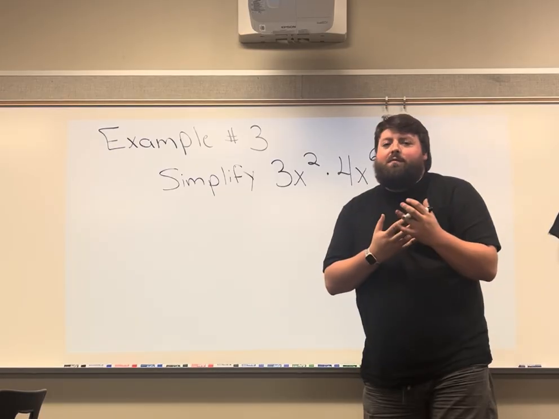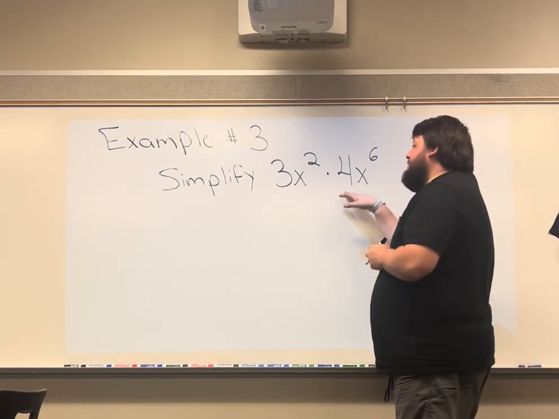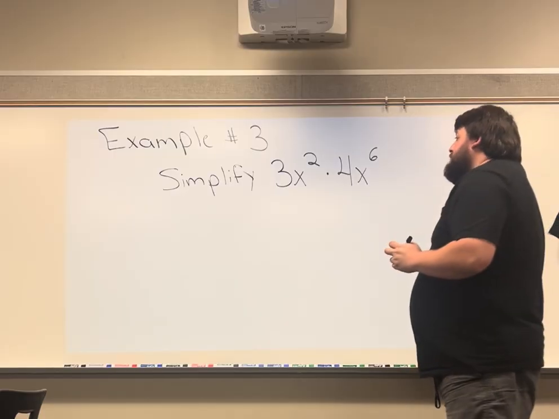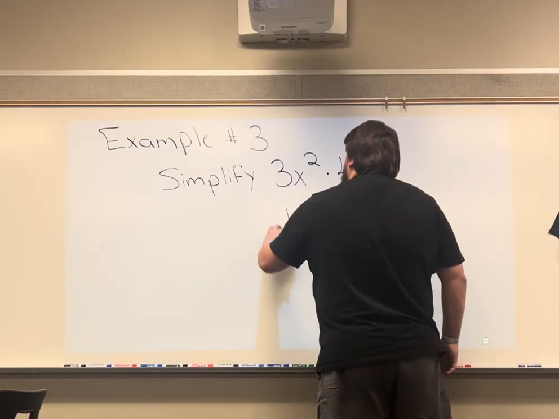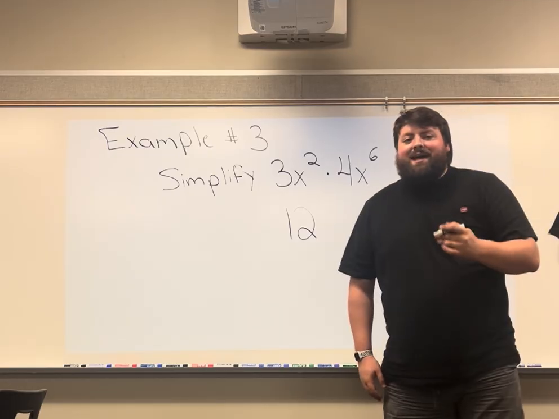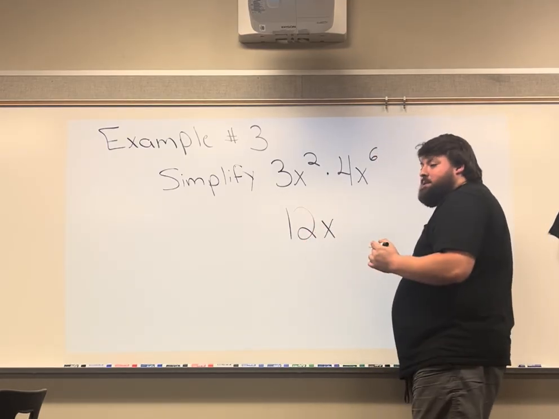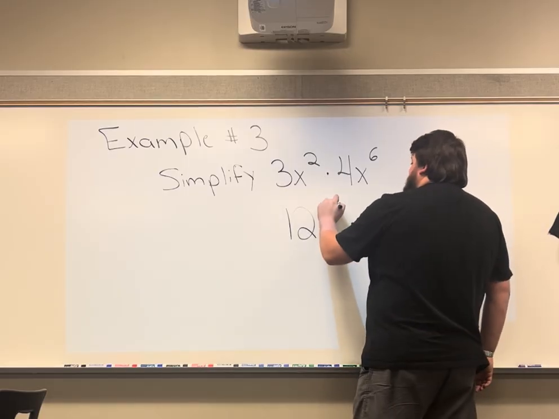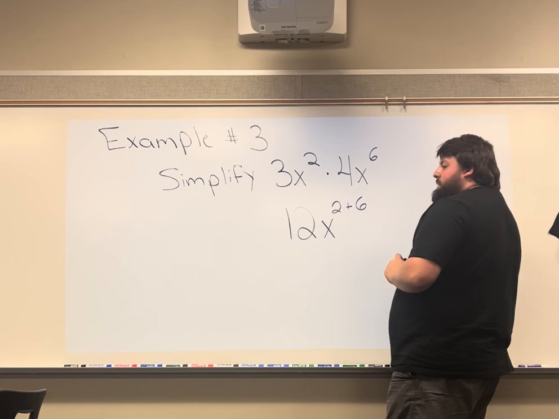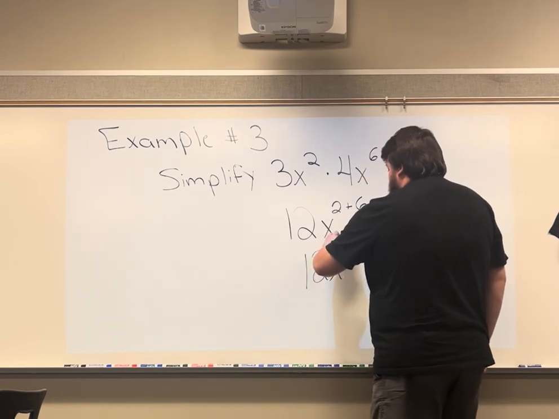We have our coefficients first, and I want us to look at our coefficients first. 3 times 4, that is a problem that we know how to do. Okay? So we take our coefficients, 3 times 4 gives me 12. X squared times x to the 6th, we see that we have a base of x. I take the 2 plus the 6 for the exponents. So I get 12x to the 8th.